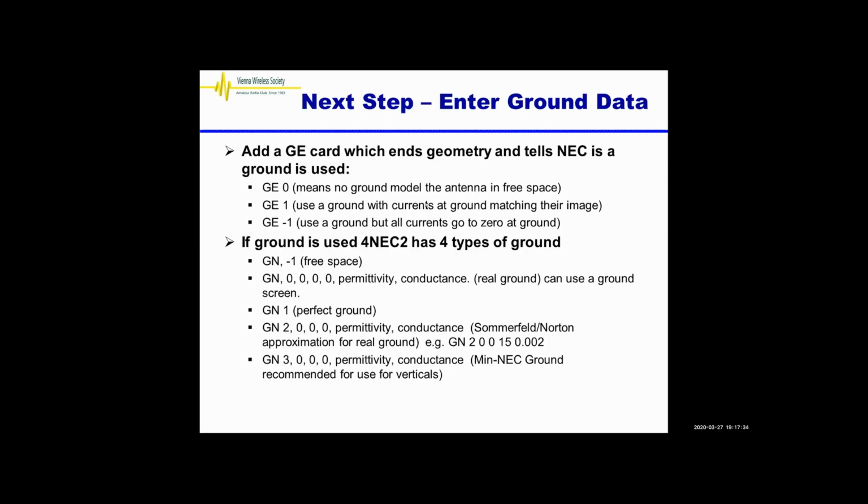The GE card's important. It tells the program what kind of ground is used. It's geometry end, but it also tells the program what to expect for a ground. If I say GE 0, I'm modeling my antenna in free space, no ground. If I tell it GE 1, then I'm saying use a ground with currents at ground matching their image. So this is kind of like getting a perfect ground, where a quarter wave dipole looks like a half wave dipole with half of it below the ground. And GE -1 is use a ground, but with all currents going to 0 at ground.